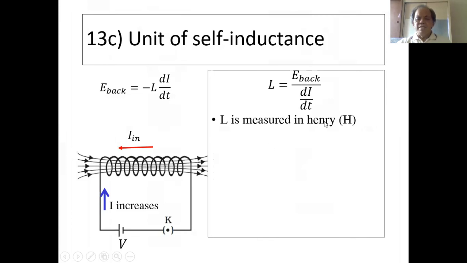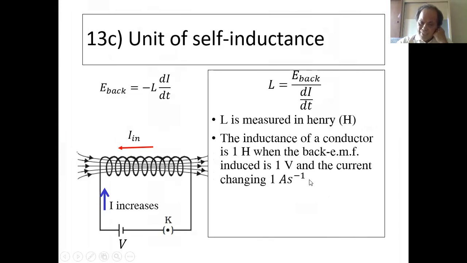L is measured in Henry. So 1 Henry: if the inductance of a conductor is 1 Henry, then the back EMF is 1 volt when the current is changing at 1 ampere per second. So the current is changing, and finally it will increase to a stable current.